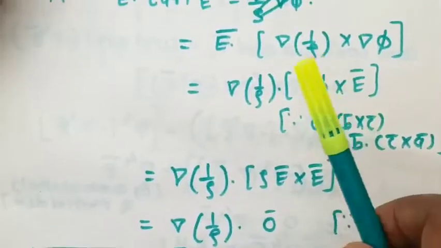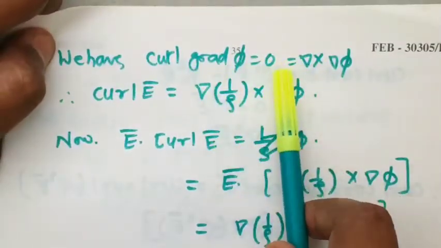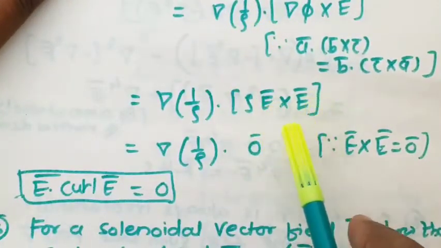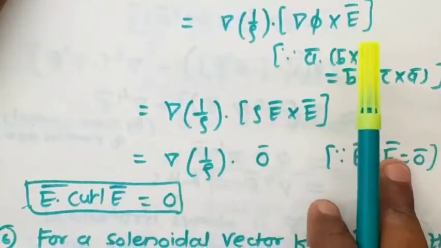Now only one thing you need to understand: this rule we require here, and the property of box product, and this result E bar cross E bar is 0. Okay, from that you can prove this particular example.